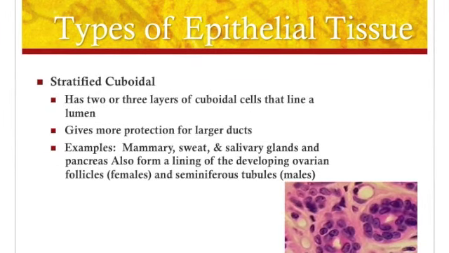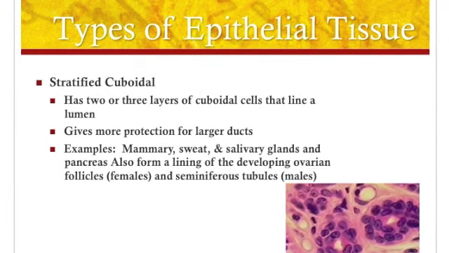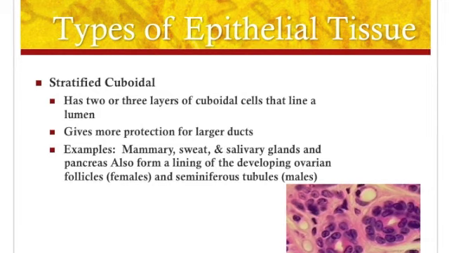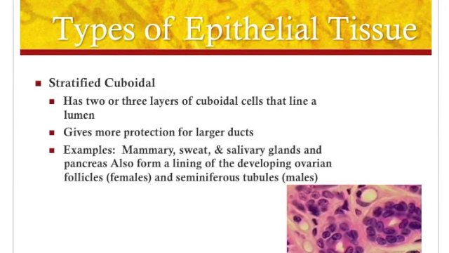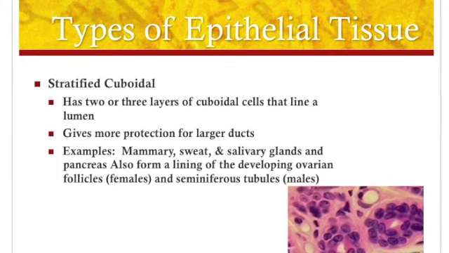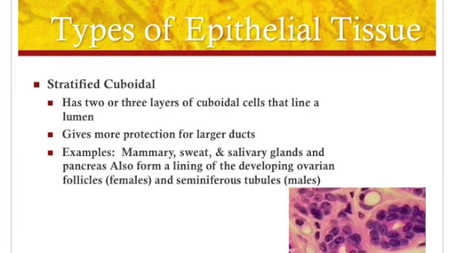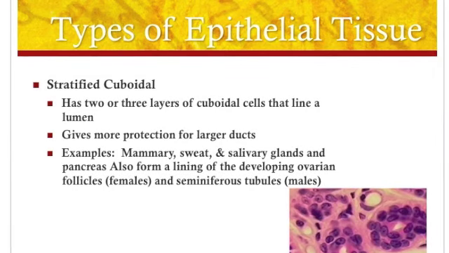The other type of epithelial tissue is stratified cuboidal. And what's special about this one is that it has 2 to 3 layers of cuboidal cells that line the lumen. And what's different about it is that since it lines the lumen, it gives protection to the larger ducts such as the mammary, sweat, and salivary glands, as well as the pancreas.